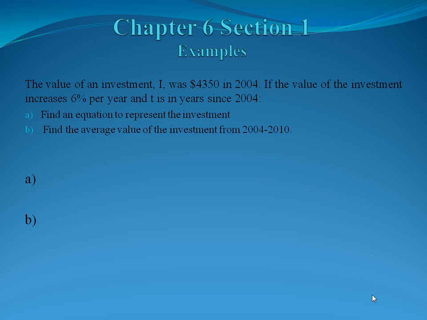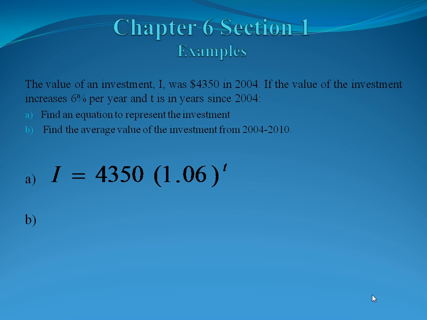2010. For part A, in order to find an equation to represent the investment, we're looking for a growth equation that has yearly growth. So it'll look like this. I equals 4,350 times 1.06 to the t. The $4,350 is our initial value. The 1.06 represents the 6% increase per year, and again t is in years since 2004.